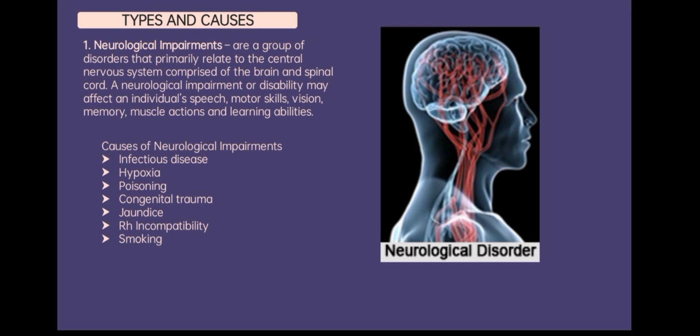First, the causes of neurological impairments. You can pause the video if you want to take note. First, infectious disease, hypoxia, poisoning, congenital trauma, jaundice, RH incompatibility, and smoking. The pill can also affect it.